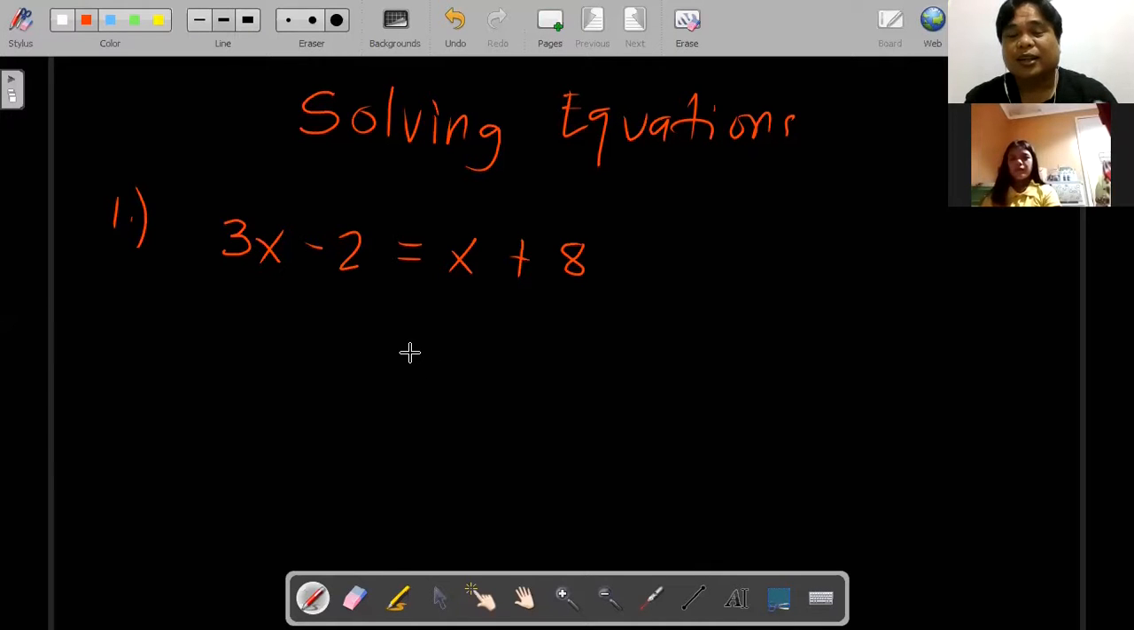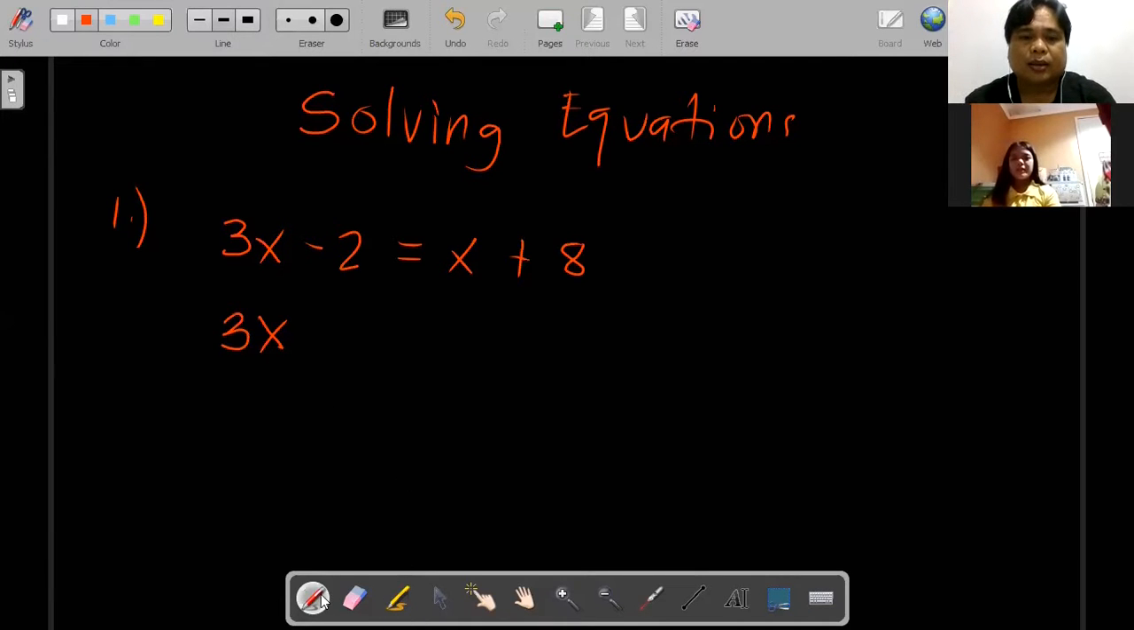The ones with the variable are the terms containing the variables x or y or z. Now, in this case, we only have one variable, that is x, okay? You just group them together. So, to make it easier, all the variables at the left side of the equation and then all the constants at its right, okay? So, instead of 3x minus 2, it becomes 3x, okay?